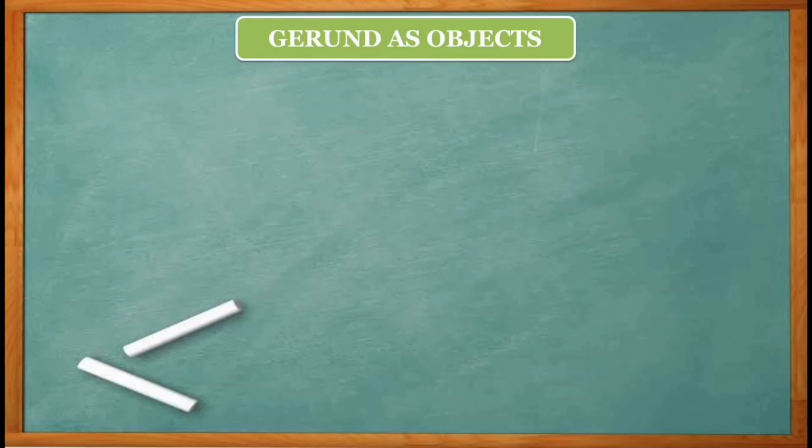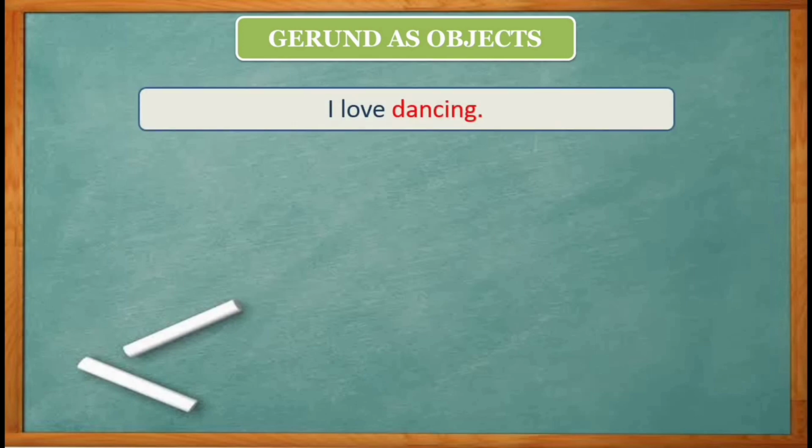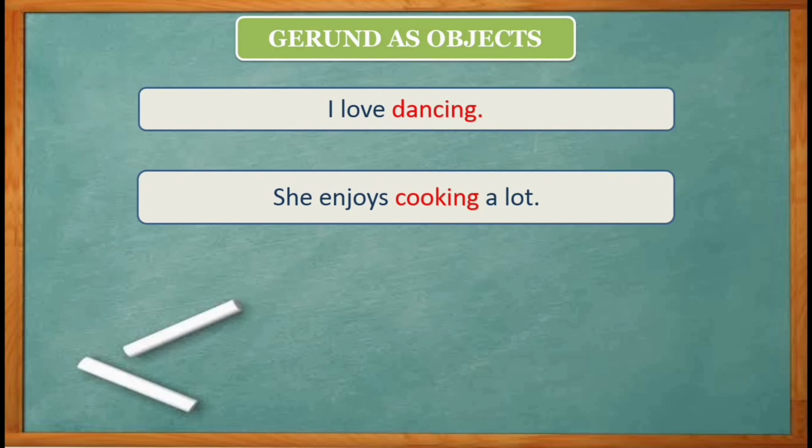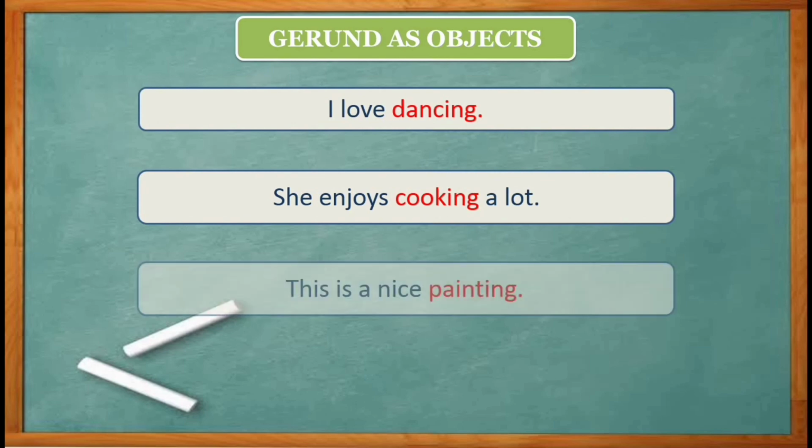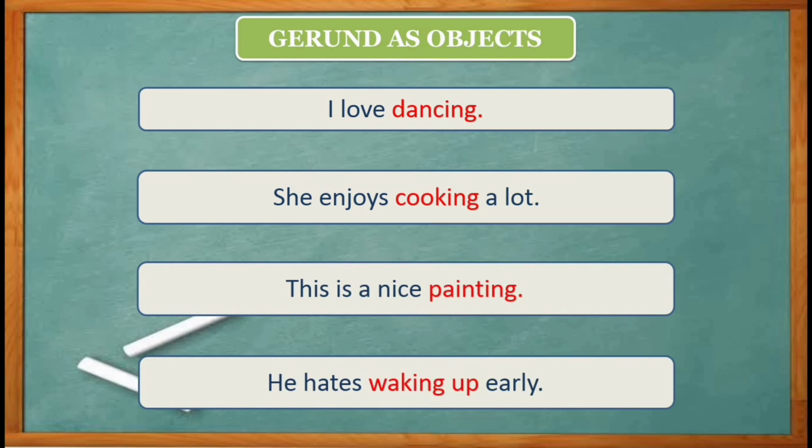Some examples of gerunds as objects are: I love dancing. She enjoys cooking a lot. This is a nice painting. He hates waking up early. In the above sentences, dancing, cooking, painting, and waking up are the objects of the sentences.